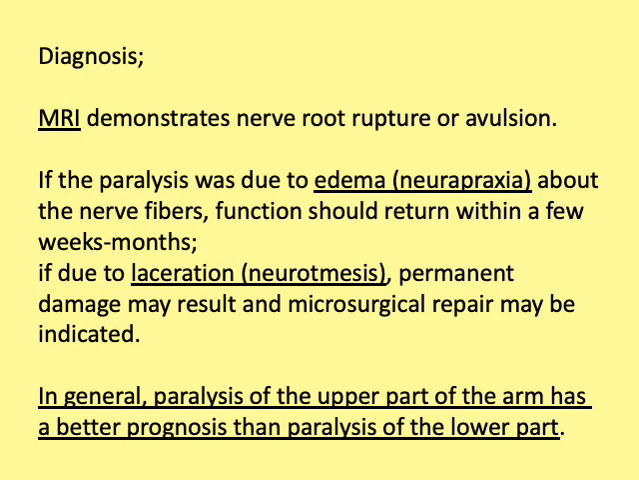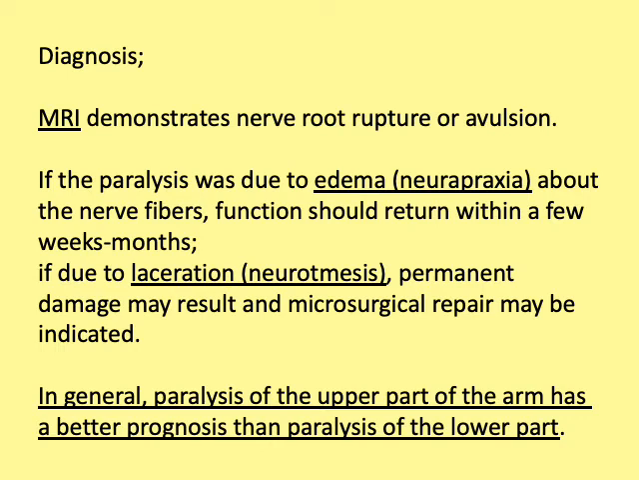Diagnosis is made with the aid of MRI to demonstrate the brachial plexus nerve roots, and we can find the rupture or the avulsion of the nerve root. If it was in the form of neuropraxia, that's to say edema of the nerve root, then it carries a good prognosis and it would heal within a few weeks to months. Or if this is related to laceration of the nerve root in the form of neurotmesis, then permanent damage is expected and microsurgery is indicated.